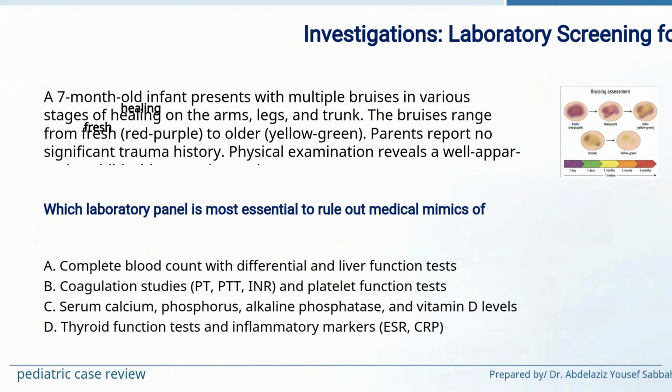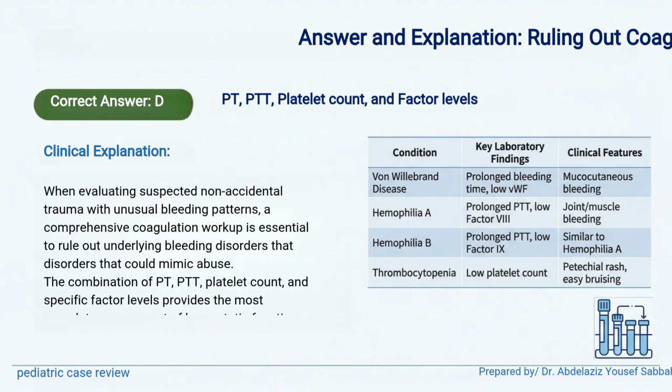Option A, complete blood count with differential and liver function tests. Option B, coagulation studies including prothrombin time, partial thromboplastin time, international normalized ratio, and platelet function tests. Option C, serum calcium, phosphorus, alkaline phosphatase, and vitamin D levels. Option D, thyroid function tests and inflammatory markers. The correct answer is option B, coagulation studies including prothrombin time, partial thromboplastin time, international normalized ratio, platelet count, and specific factor levels.